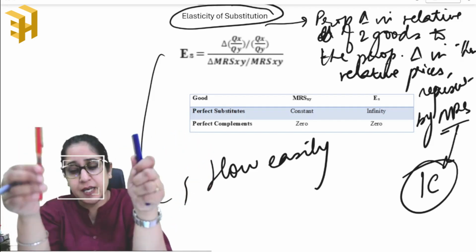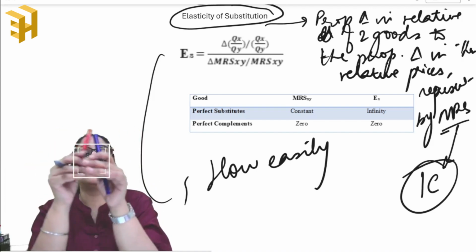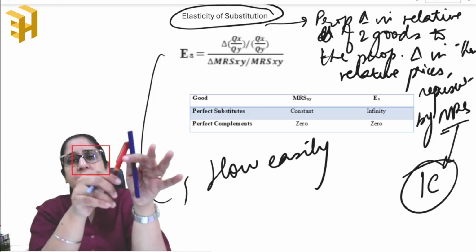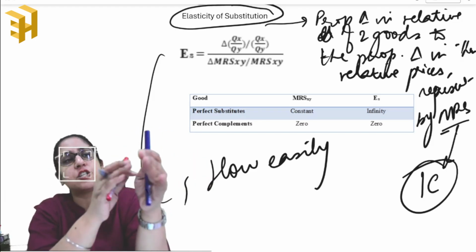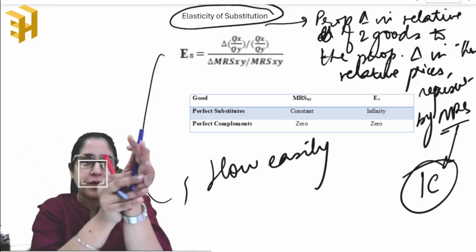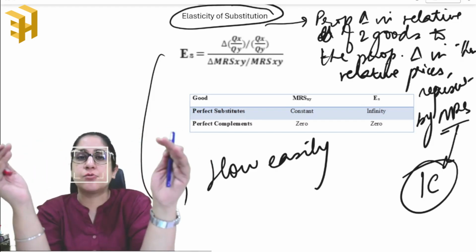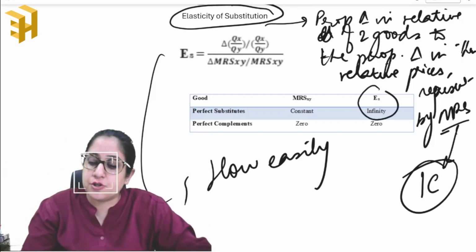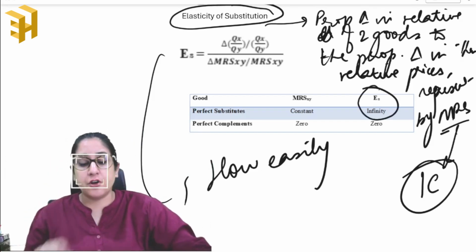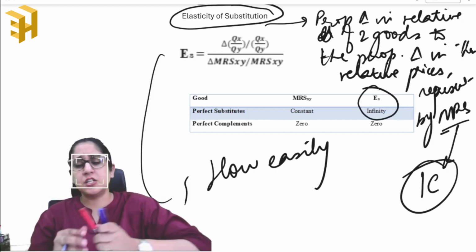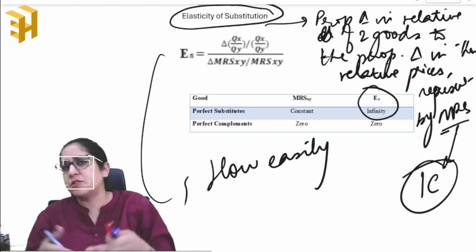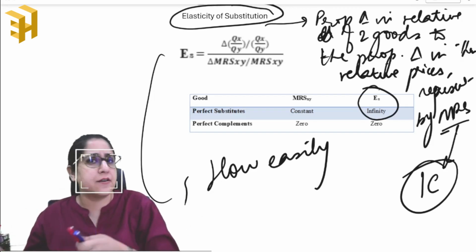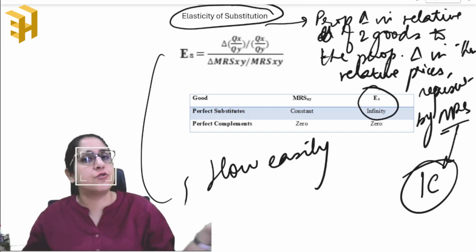So for me, the elasticity of substitution will be infinity, because without any inconvenience, I can easily shift from blue to red, red to blue, right? It does not matter. I just want a cheaper commodity for it. So that is why elasticity of substitution is infinity for perfect substitutes. Because in normal day-to-day life, it does not matter to me whether I'm writing in blue, black, or red. I just need a nice pen to write with.